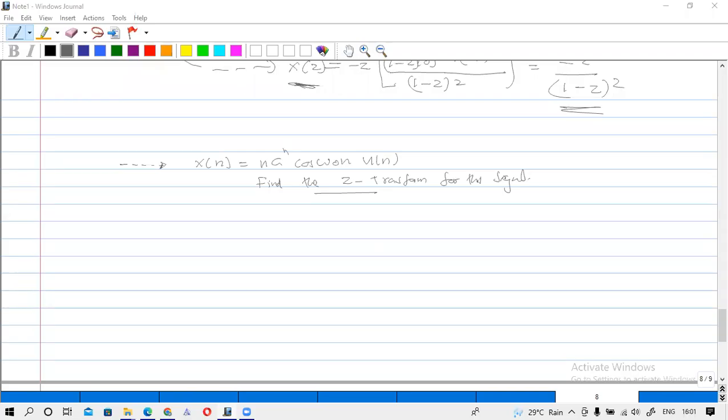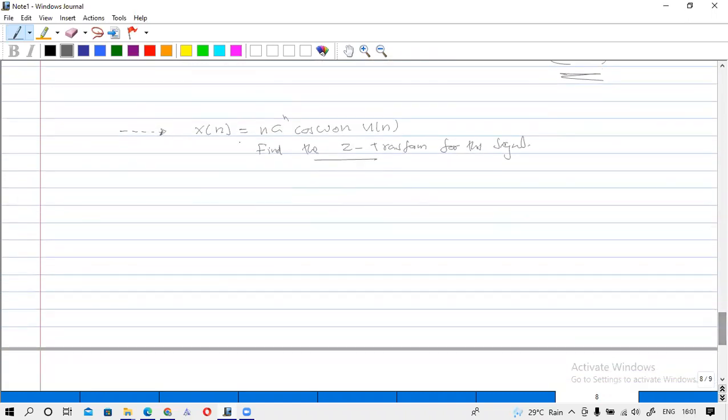I will do this example. So we are given a signal, x[n], that is x[n] equals n a^n cos(omega naught n) u[n]. So this is the signal.